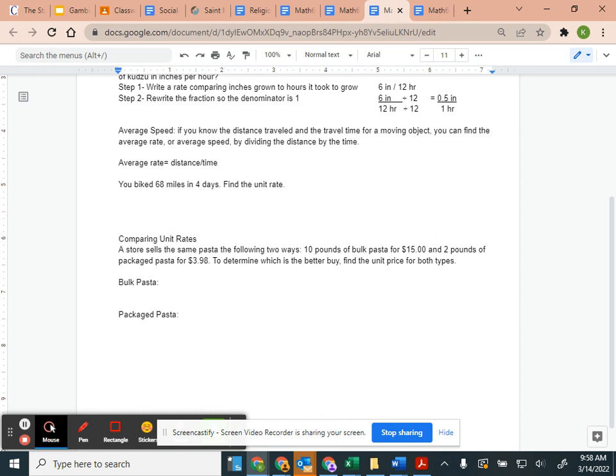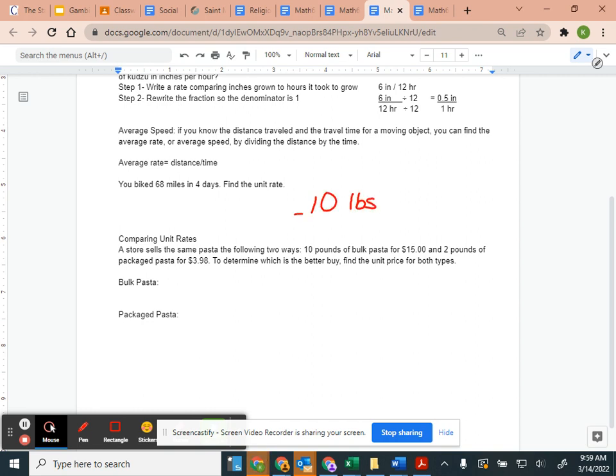So if we're gonna look at our 10 pounds of bulk pasta for $15, what if I say, how much pasta can I buy for $1? How would I set that up? If it's 10 pounds of pasta for $15 and I want to know how much pasta I could buy for $1, how would I solve that? We're starting off as a fraction. 10 over 15. So it would be 10 pounds.